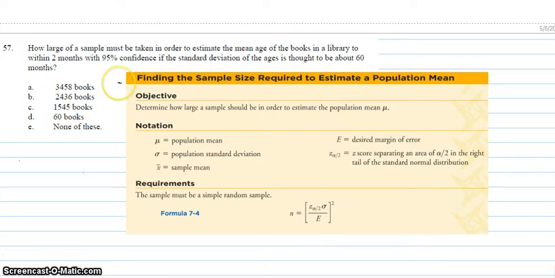Off to the right, over here, is finding the sample size required to estimate a population mean, which is what we're doing in problem 57. The objective is determining how large of a sample should be. We're trying to figure out how many books. I've shown you what mu, sigma, x bar, the E, the Z, alpha divided by 2, what all of that means. And then the requirements, the sample must be a simple random sample, which it is. And then here is the formula. So now that we have all of that information, let's go back to the problem and see what information is in the problem for us.